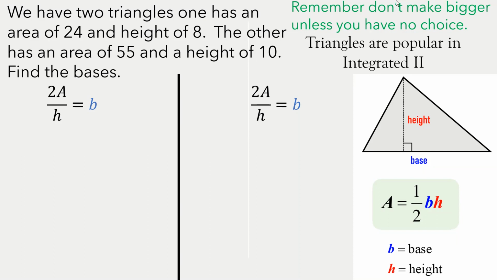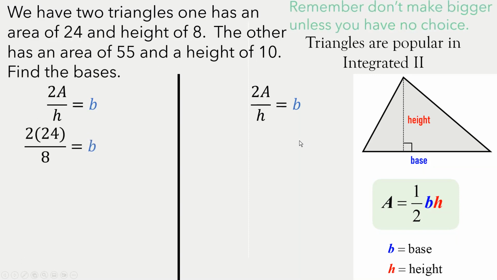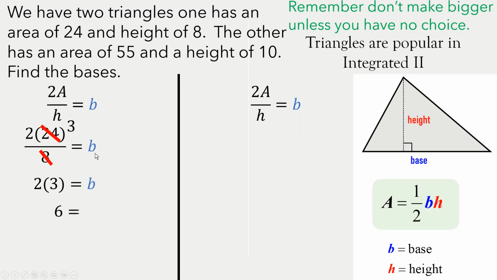For the first triangle, we'll have 2 times 24 divided by 8. Before we make the number big, 8 does divide 24. We have a 3. So 2 times 3 is 6. Done. By manipulating the formula, we are able to get a way to get the base very quickly instead of having to brute force it every single time.